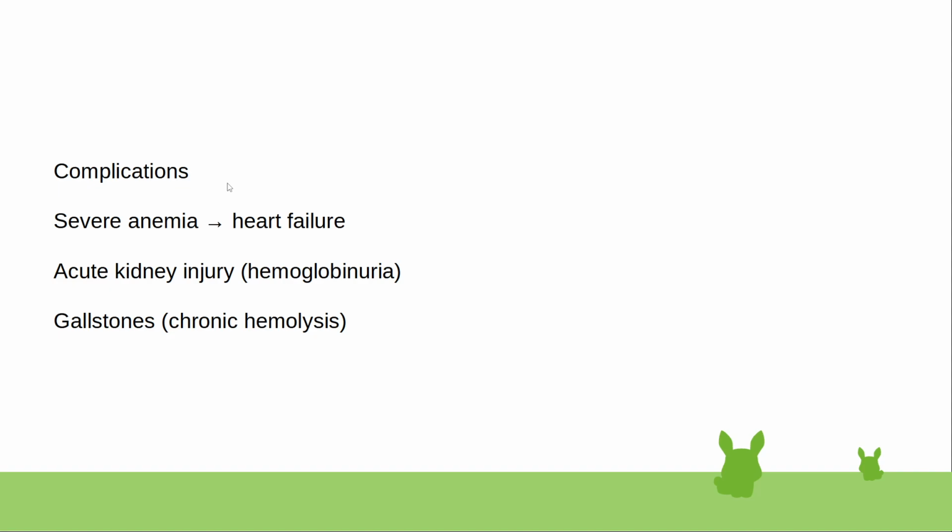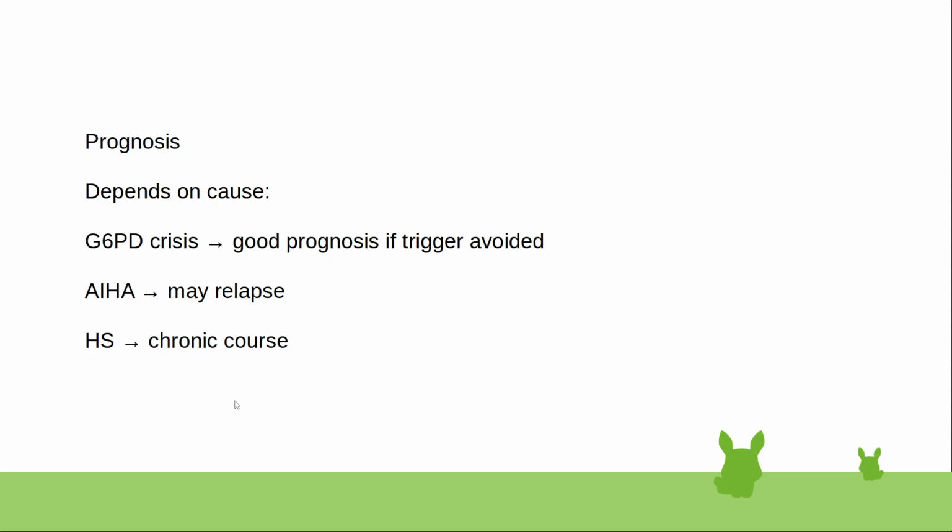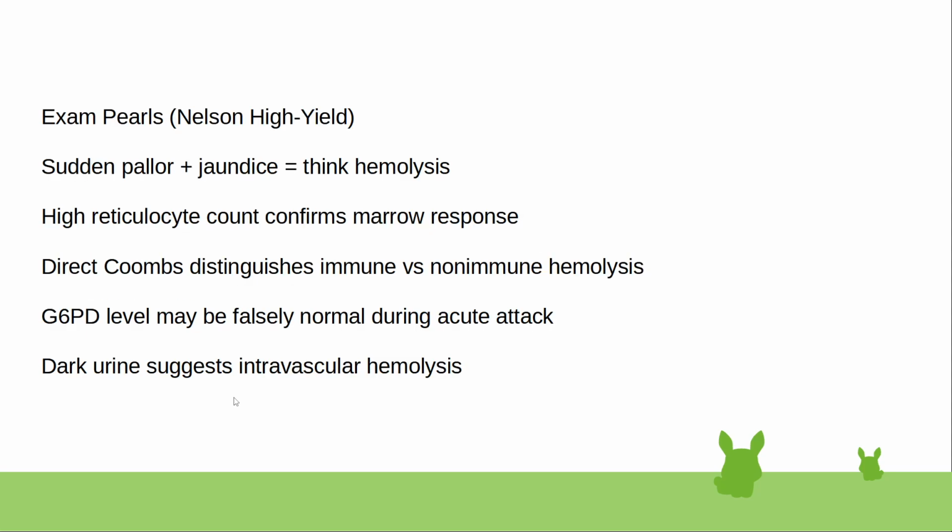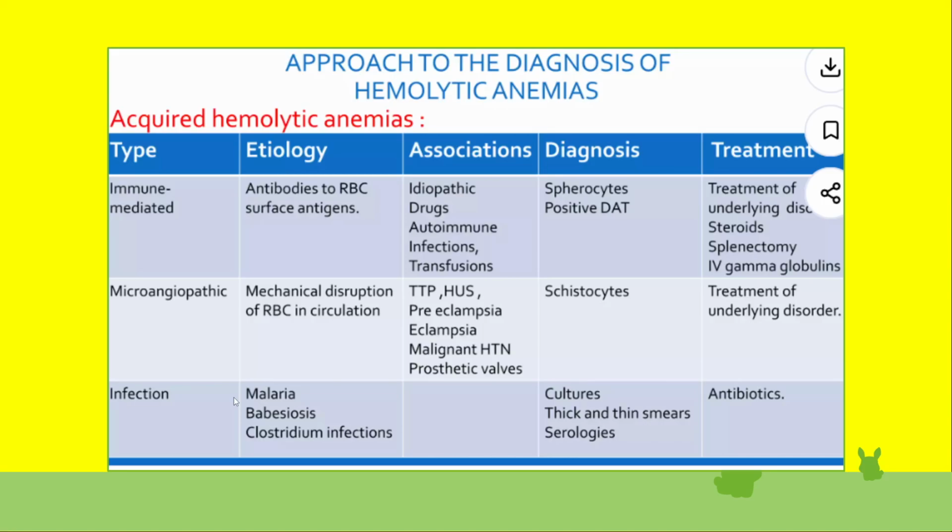Yes, absolutely. Complications of hemolytic anemia can include severe anemia, which may lead to fatigue, heart failure, or shock. Chronic hemolysis can cause gallstones. There's also the risk of iron overload if they need frequent transfusions. And in severe cases, you can get acute kidney injury, especially if there's a lot of hemoglobinuria. So close monitoring is really important.